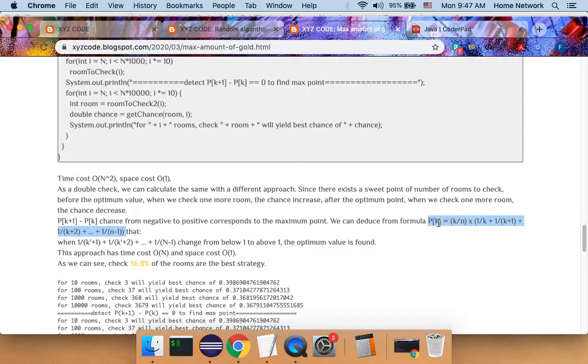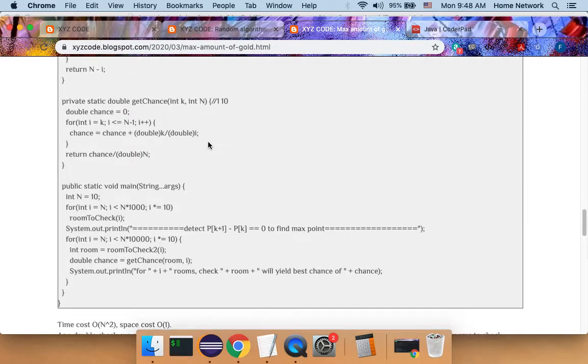So we can know the formula for pk plus 1, and their delta changes from below 0 to above 0. That is our edge. With a little bit of algebra, we find that when this formula changes from below 1 to above 1, the optimum value is found. In order to find that, the program is really simple. We only need cost O(n) and O(1). So this is the formula.